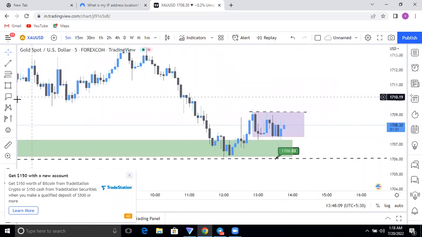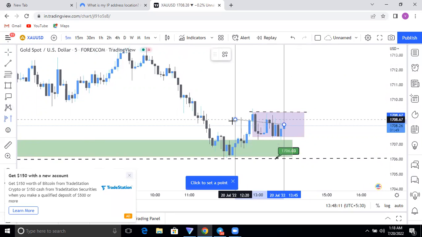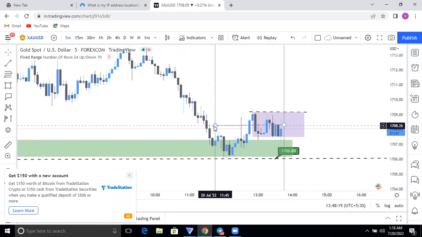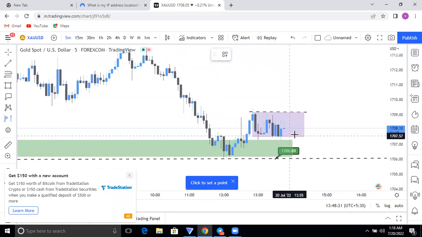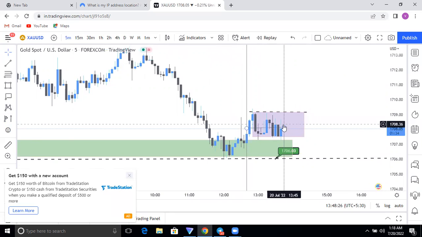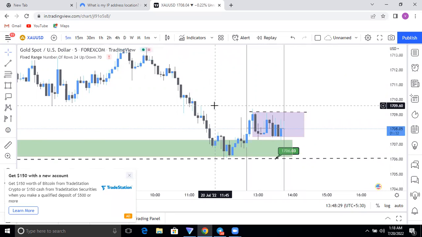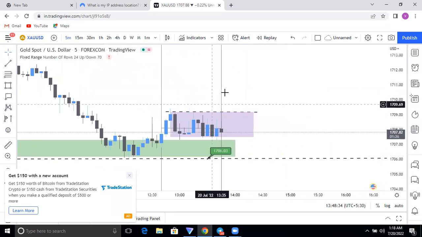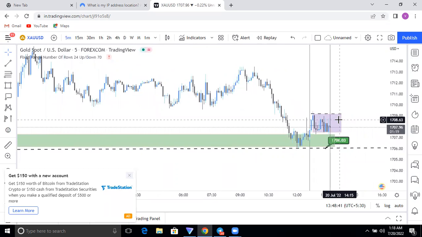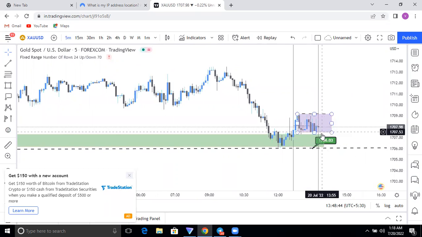This is a place you can decide your entry. You can use the volume indicator to... okay, so I wasn't able to get the volume here, but I could see this is a place where we can make a decision whether we're going to continue bullish or we're going to continue bearish.